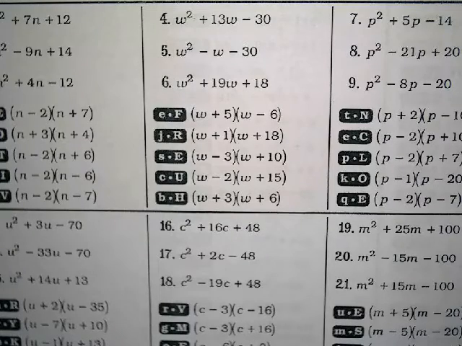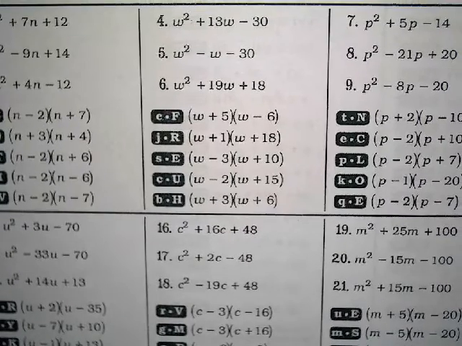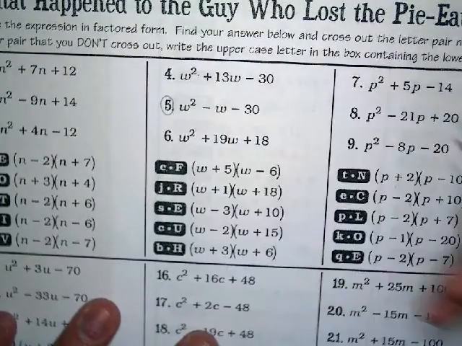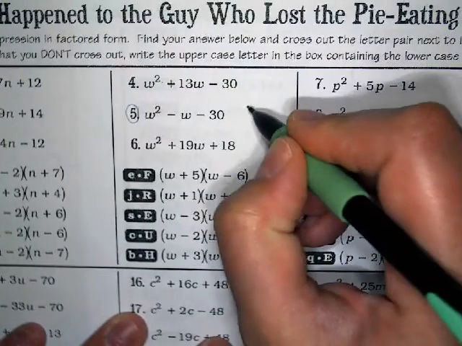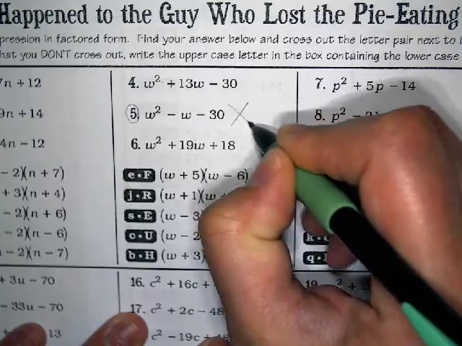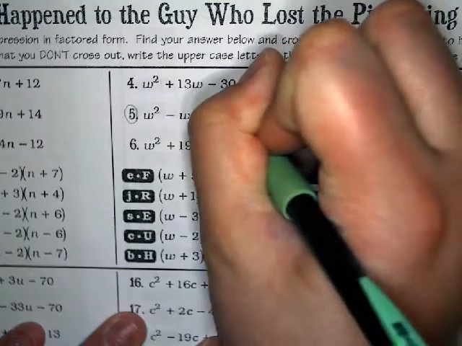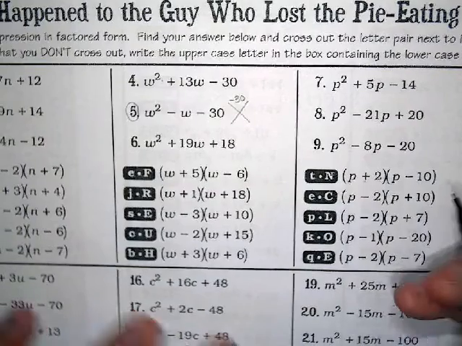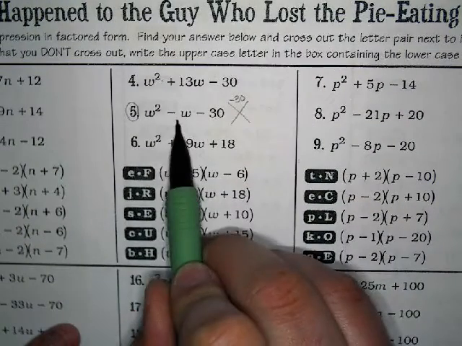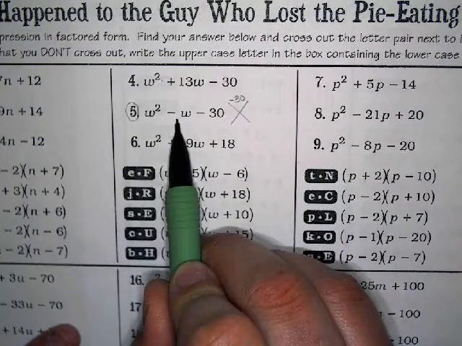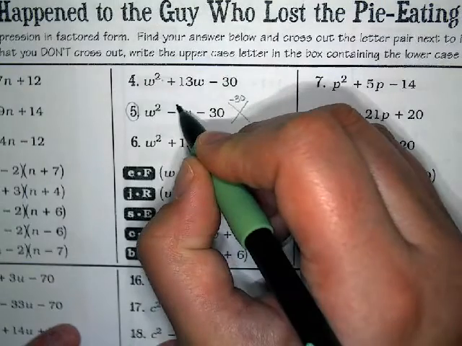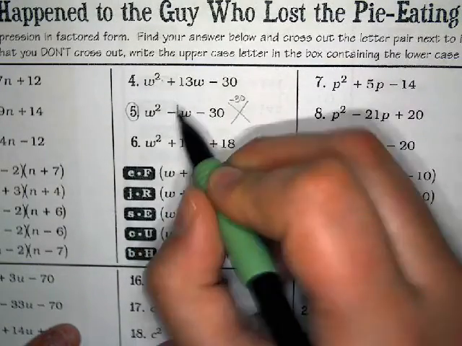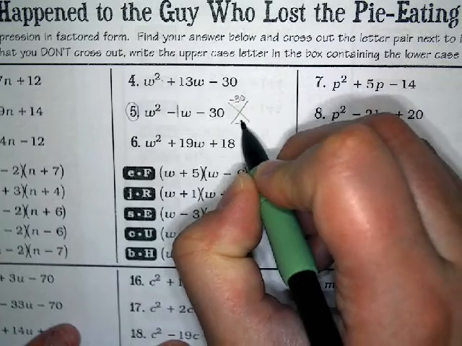Number 5? Okay, let's do number 5. So for number 5, we are looking for 2 numbers that multiply to negative 30 and add to what? Add to negative 1. Yeah, it's not 0, right? Because if it was 0, they wouldn't even write it. So we're looking for 2 numbers that multiply to negative 30 but add to negative 1.